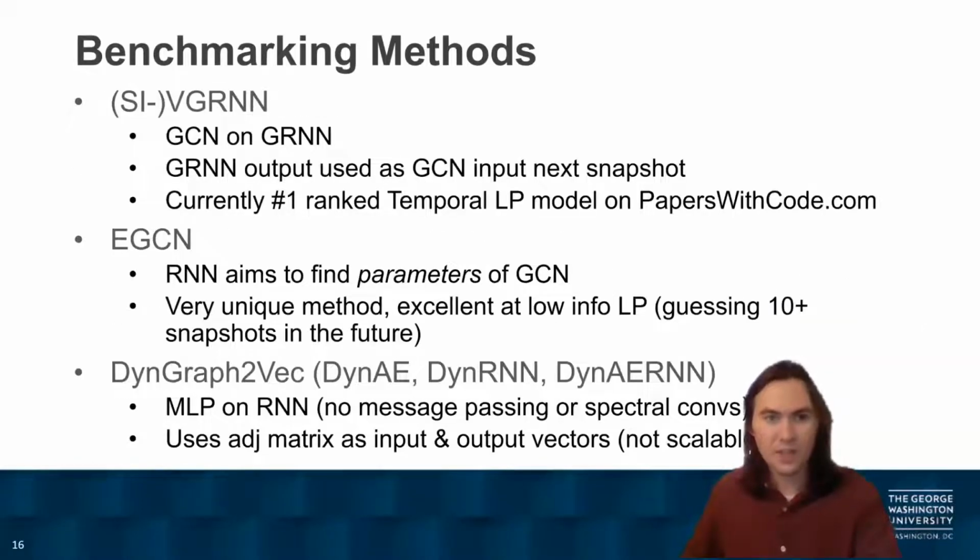So before we test this on a cybersecurity dataset, we wanted to make sure it worked well as a temporal link predictor in general. And to this end, we compared it to several state-of-the-art methods. We compared it to semi-implicit VGRNN, which is currently the number one ranked temporal link prediction model on Papers with Code. We tested it against evolving GCN, which uses a similar system of recurrent neural networks and graph convolutional networks. And we also tested it against DynGraph2Vec, which does not use any graph neural network components. Everything is linear layers. It does use a recurrent neural network, however.